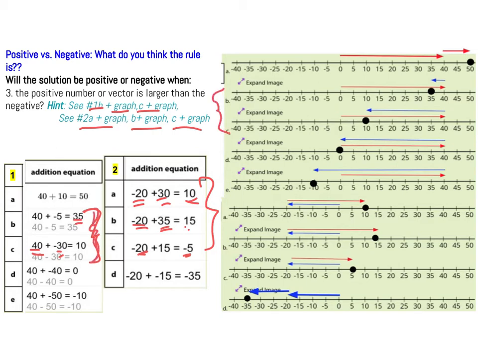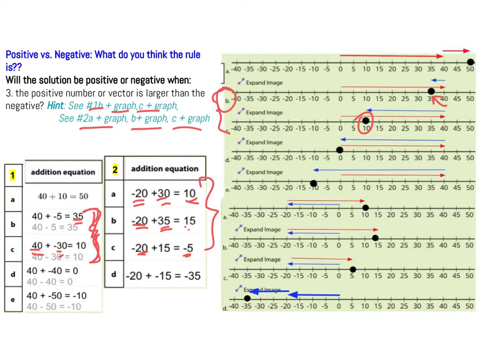as you can see, the positive arrow is much larger than the negative arrow for part B. We ended up with a positive answer, 35. In C, they're not that much different in size, but the positive arrow is red, and it is bigger than the negative arrow, which is blue, and so you end up with a positive answer, which was 10.